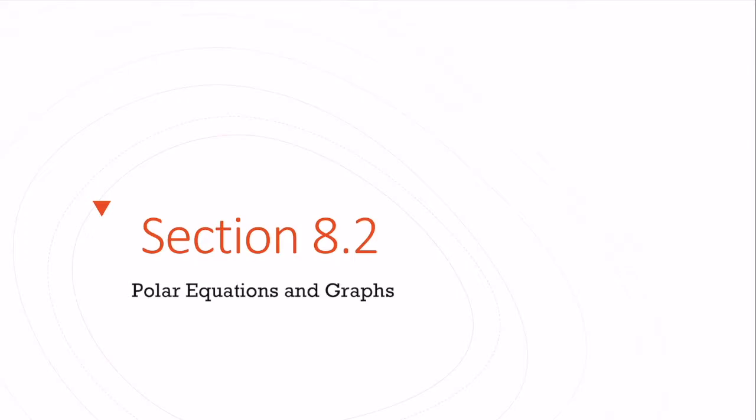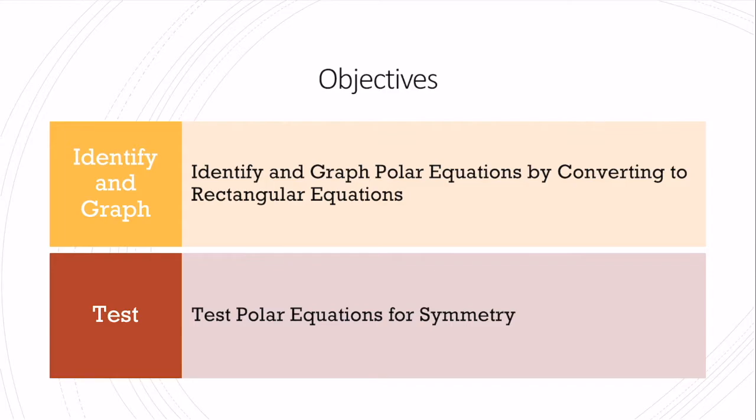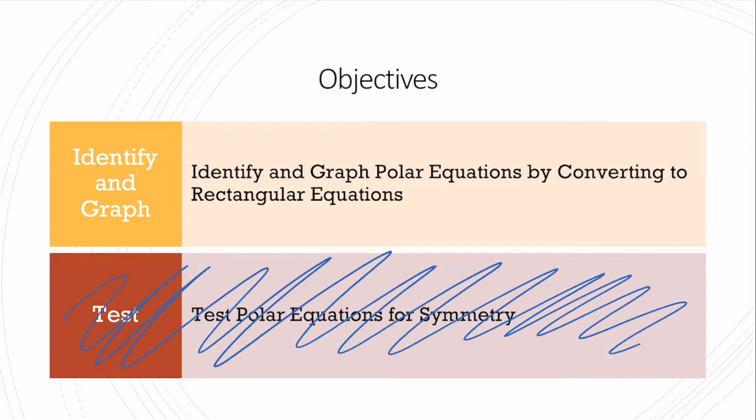Section 8.2 is about polar equations and their graphs. So today we're going to identify and graph polar equations by converting to rectangular equations. We are not going to be learning to test polar equations for symmetry. I'm sorry, we've only really got one objective: identify and graph polar equations by converting to a rectangular equation.